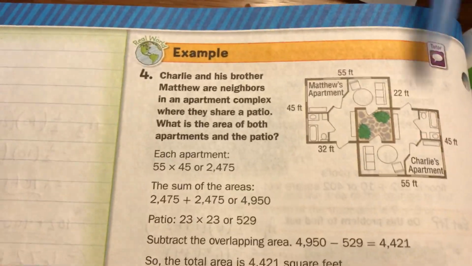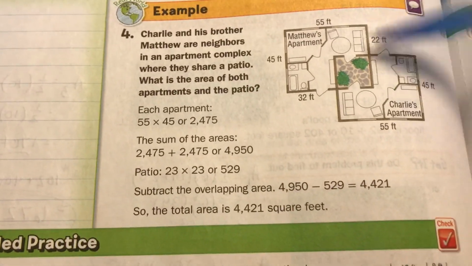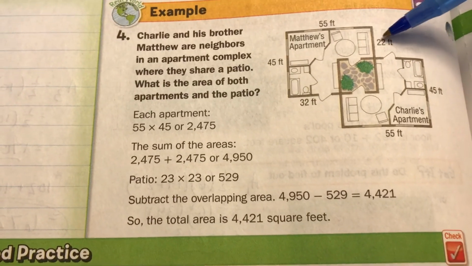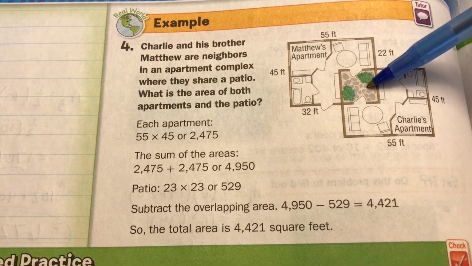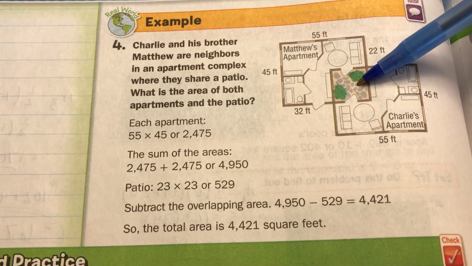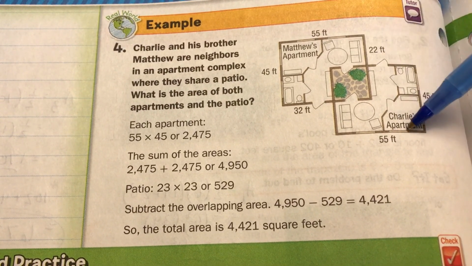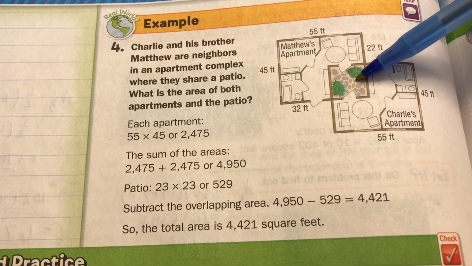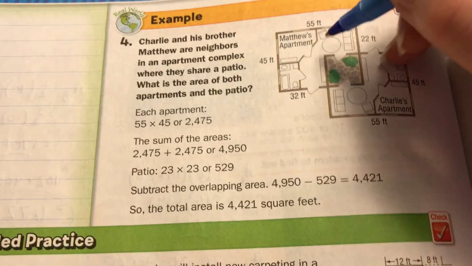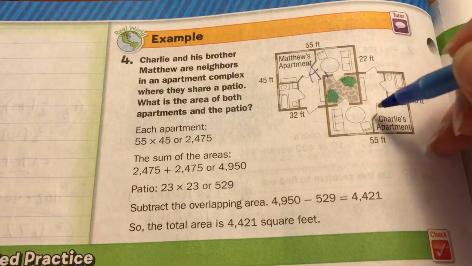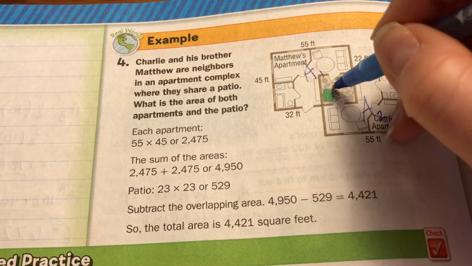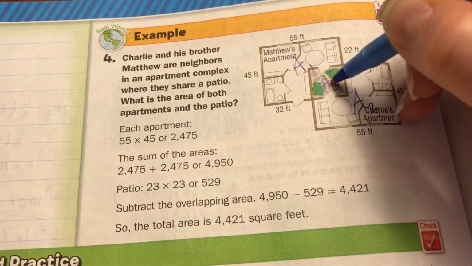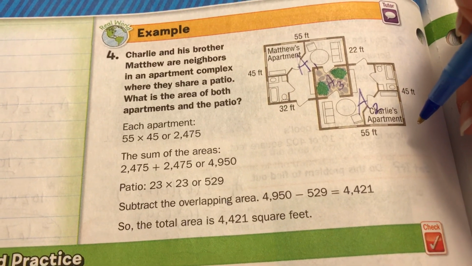All right, let's do another one here. We've got overlapping figures. Charlie and his brother Matthew are neighbors in an apartment complex. They share the same patio. That's the overlapping area. What is the area of both apartments and the patio? So, if we can find Matt's apartment and we can find Charlie's apartment and we can add those two together but take away this overlapping part, then we should be good to go.